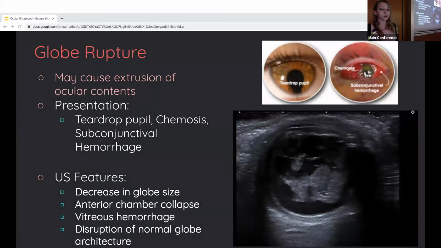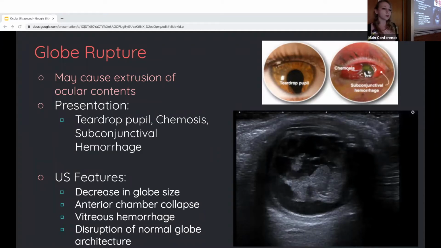So first of all, just kind of going through what globe rupture is, you're going to see a teardrop pupil, you're going to see chemosis, you're going to see subconjunctival hemorrhage. The eye might be very, very distorted. And like I said, if you do go ahead with the ultrasound, one thing is you may cause extrusion of the ocular contents, which is the reason you don't want to do this.